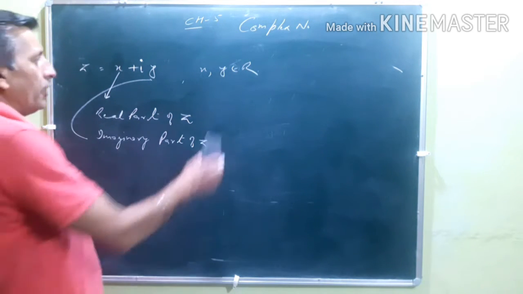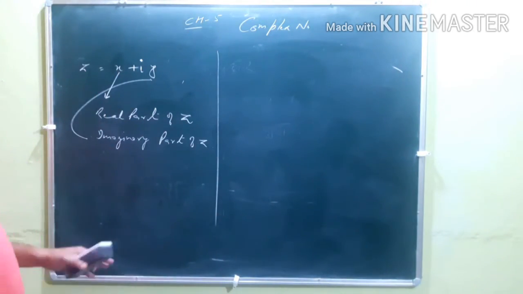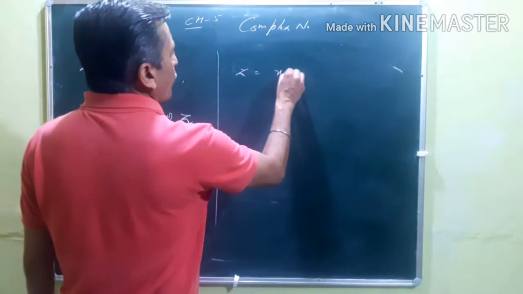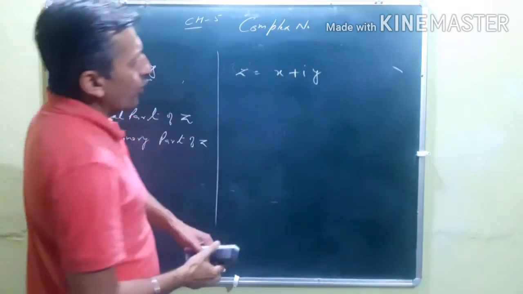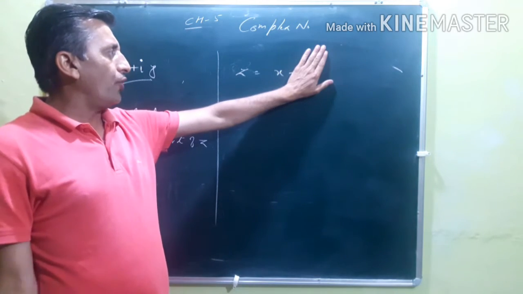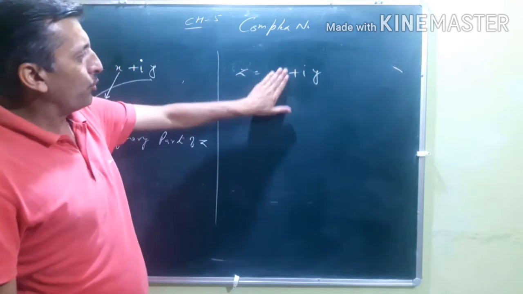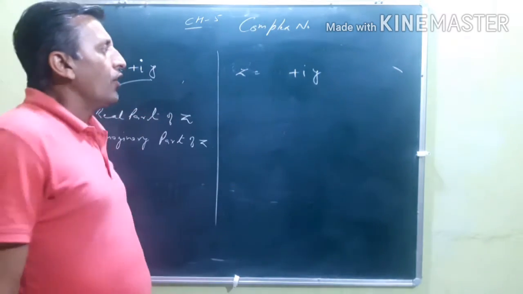Then this is another important concept: purely real and purely imaginary. Suppose z is equal to x plus iota y. Suppose y is equal to 0. Then this is called purely real, because only x remains. But when x is equal to 0, then in that case it is only iota y.